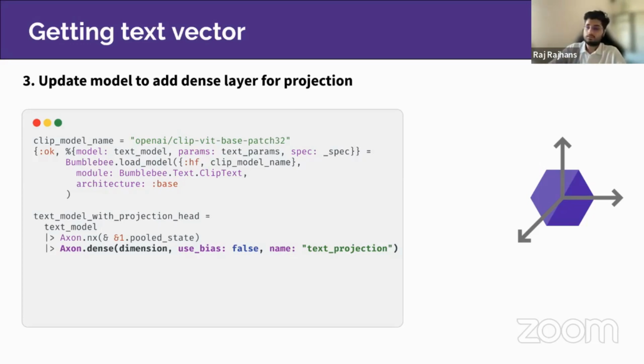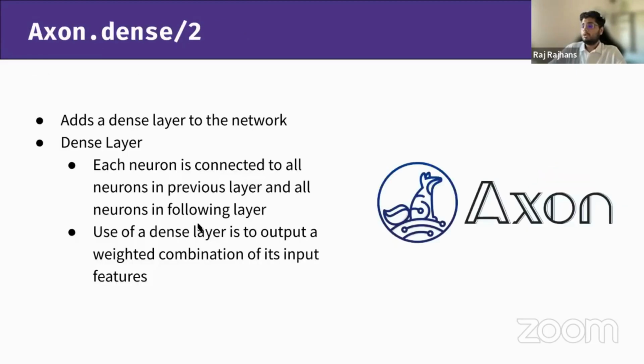So with this, our model for getting the final text vector is ready. We just had to add 2 layers. First is to extract the pooled state, and the second one is a dense layer to do the final projection. Cool.